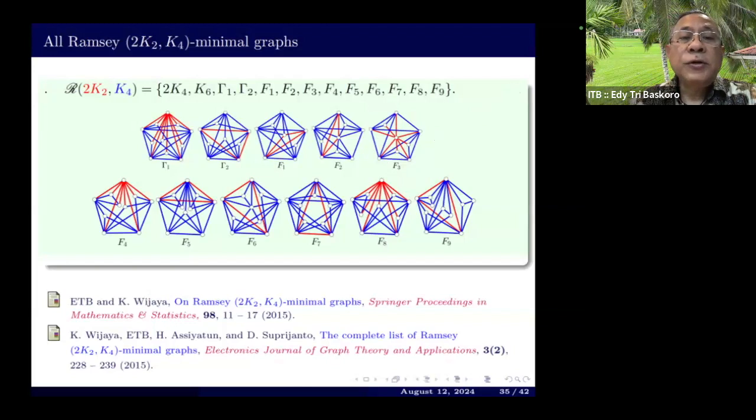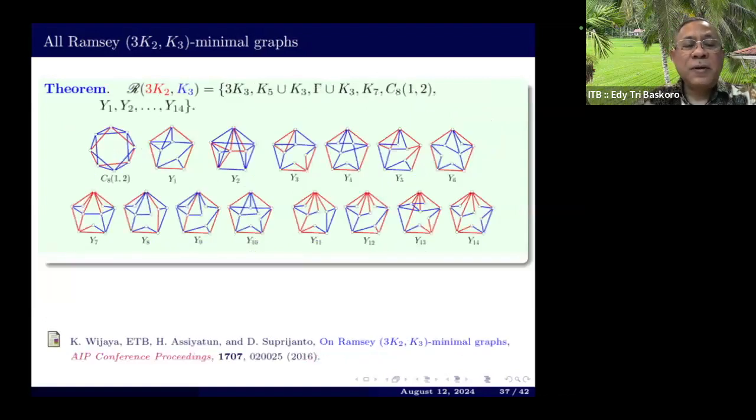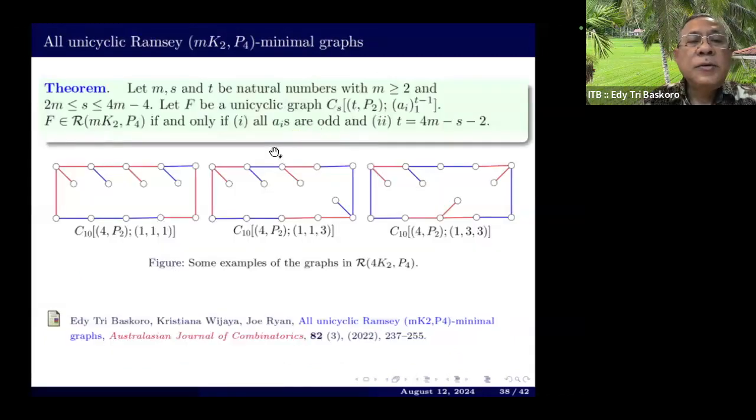Now, we could also characterize all Ramsey minimal graphs for 2K2, K4. These are all the Ramsey 2K2, C4 minimal graphs. And these are for 3K2, K3. Now we could also derive the necessary and sufficient condition for all unicyclic Ramsey minimal graphs of MK2, P4.